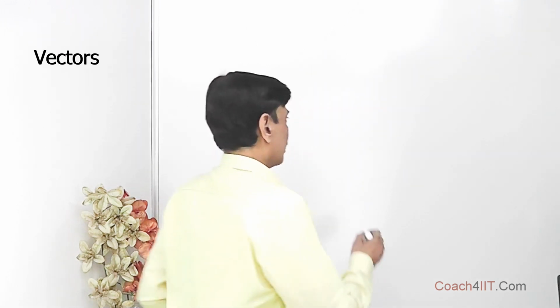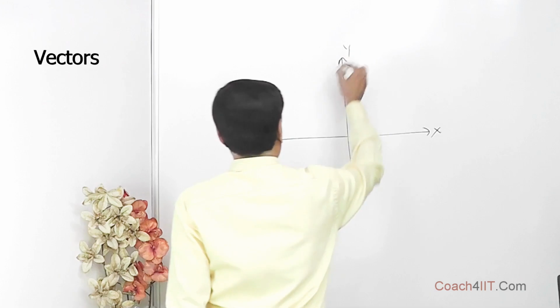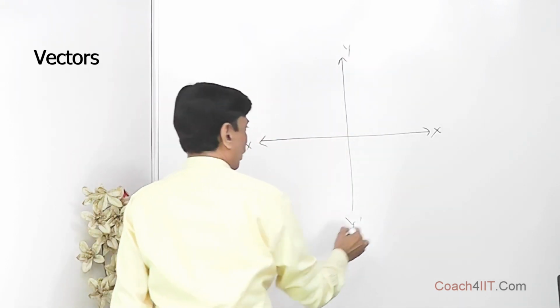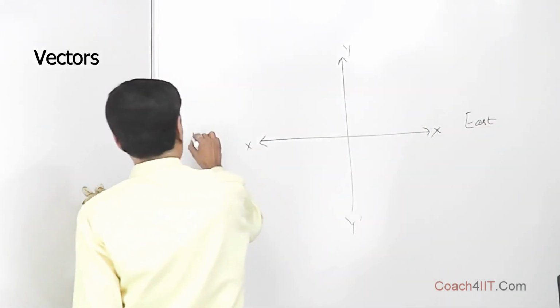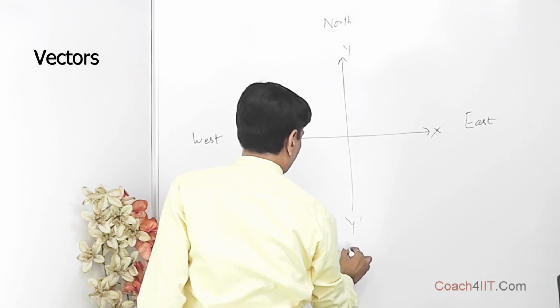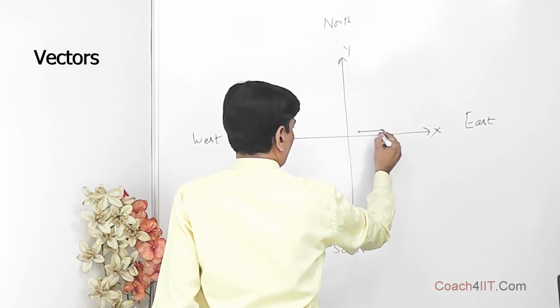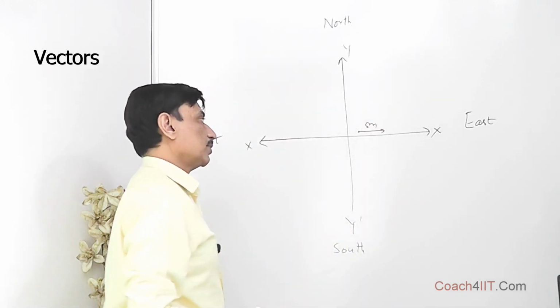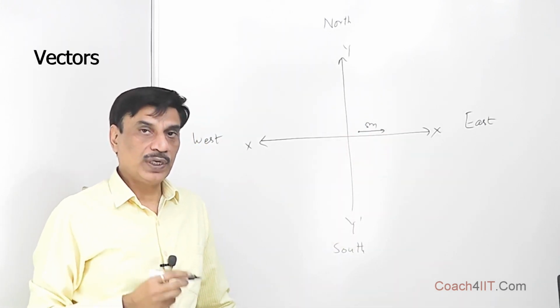Using vectors, we can precisely and concisely pass on information. Like if we say this is the y-axis and over here this is the x-axis, this is x dash, this is y dash, and this side we say is east and this is west. Similarly over here north and south. A person goes from here to here 5 meter.